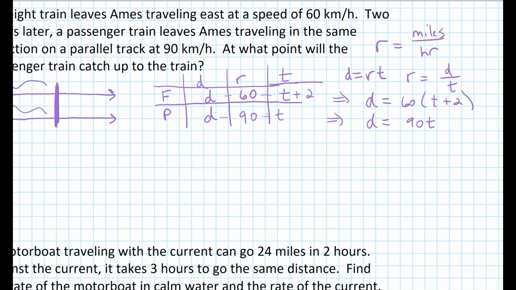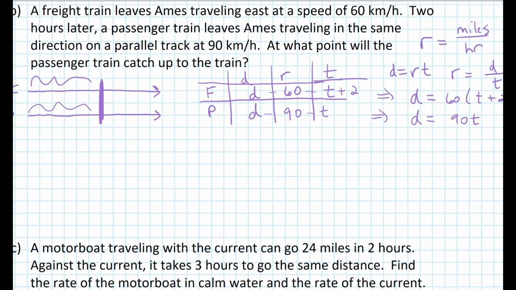What do you think, Stella? Do you distribute first and then set it up so that you can substitute? Yes, we can distribute. If we distribute the first equation, we end up with d is equal to 60t plus 120. Our second equation is still d equals 90t. I think we should do substitution.